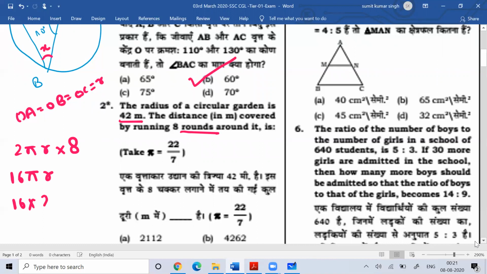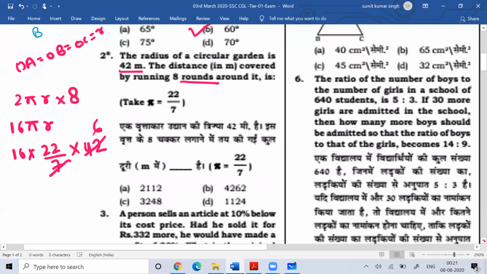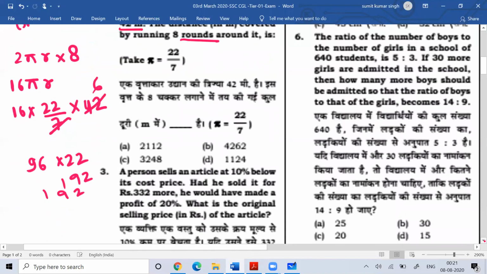16 into pi, which is 22 by 7, and r is 42. So you need to find this value. 16 times 6 is 96. So 16 times 6 is 96, into 22. So 96 twos are 192. The value of this would be 2112.